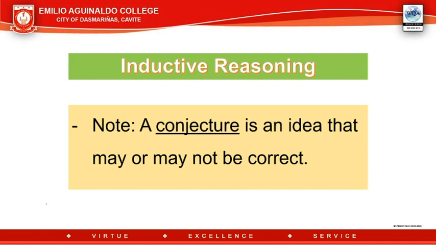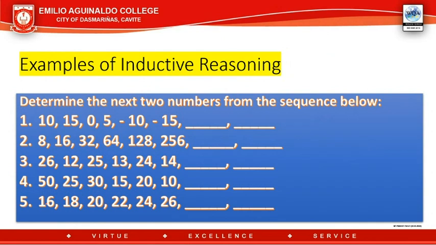Because just like what I've said earlier, most likely these inductive reasoning are just done using observations of the previous events. So most likely, yung mga problems natin involving sequences are a form of inductive reasoning, or is an example of inductive reasoning. So determine the next two numbers from the sequence below. So let us just have an idea that it doesn't always mean that our answers are correct. It is just that we have provided that answer based on our observations of the behavior of our sequences.